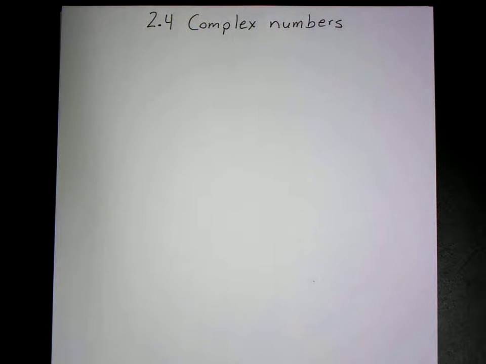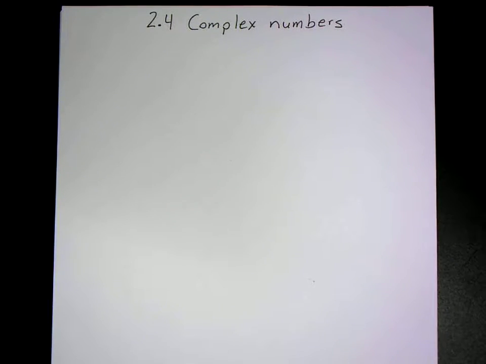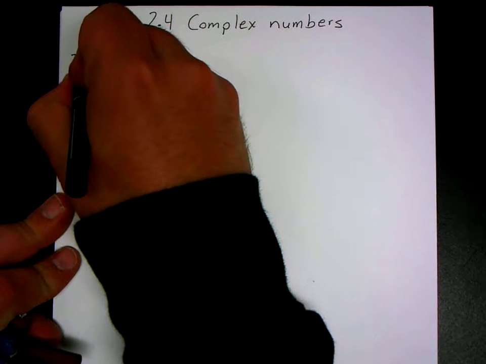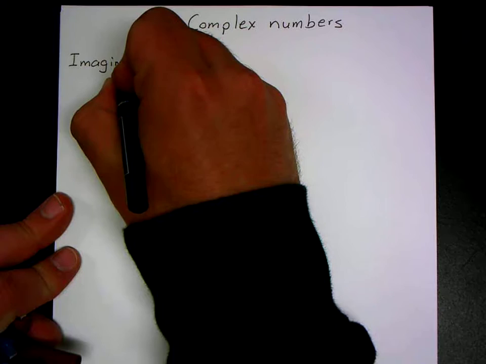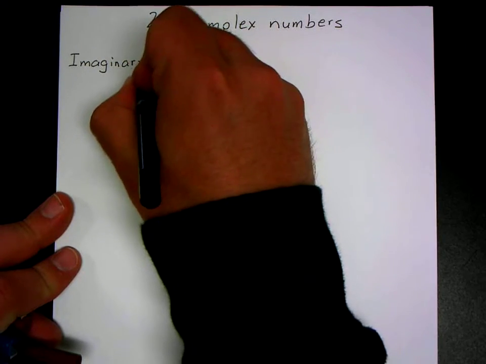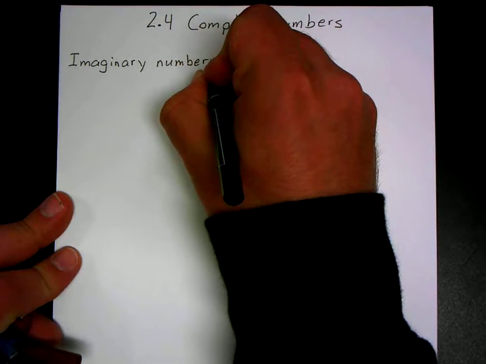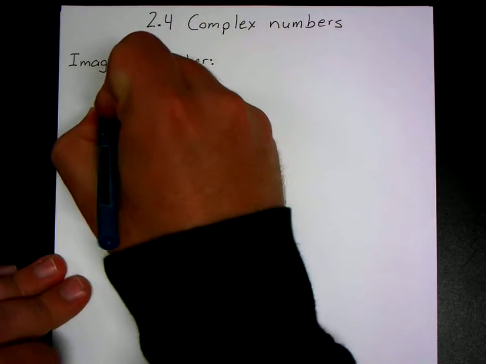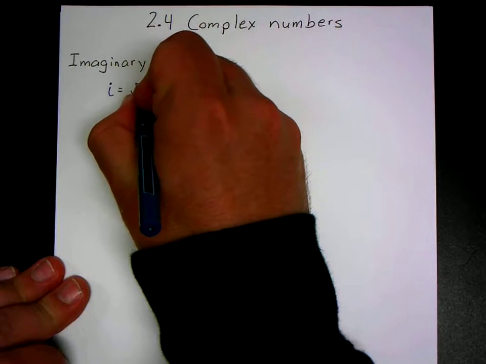All right, start off, and before you can do complex numbers, you have to know imaginary numbers. So there is only one imaginary number. What's your imaginary number? I. So your imaginary number is i, which stands for square root of -1.